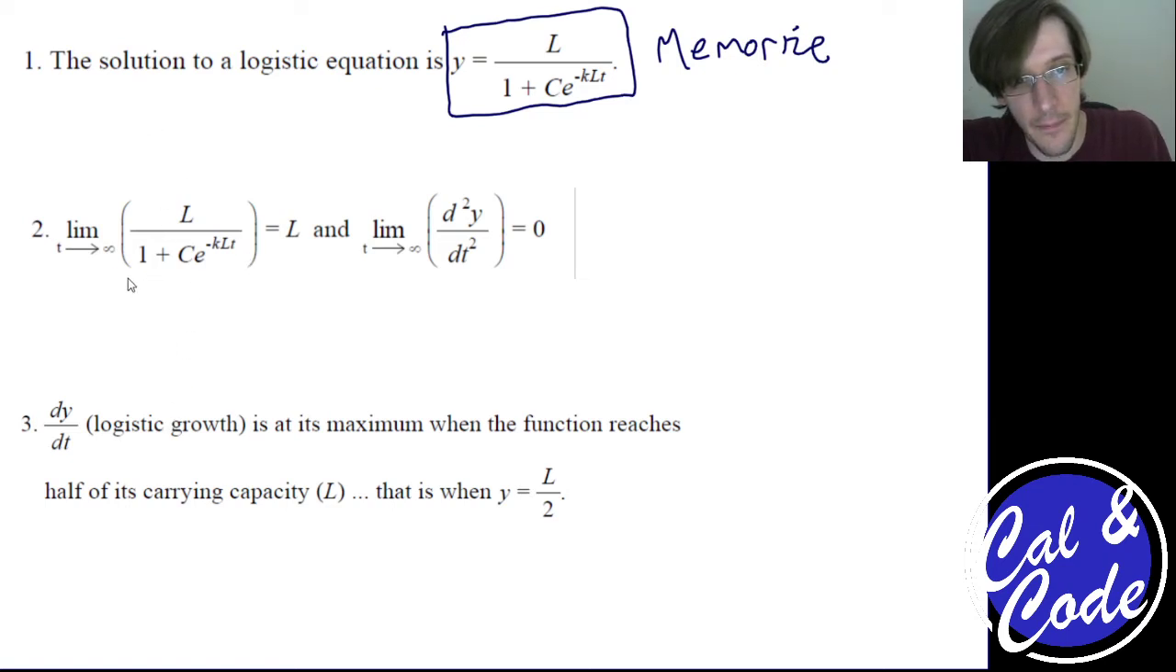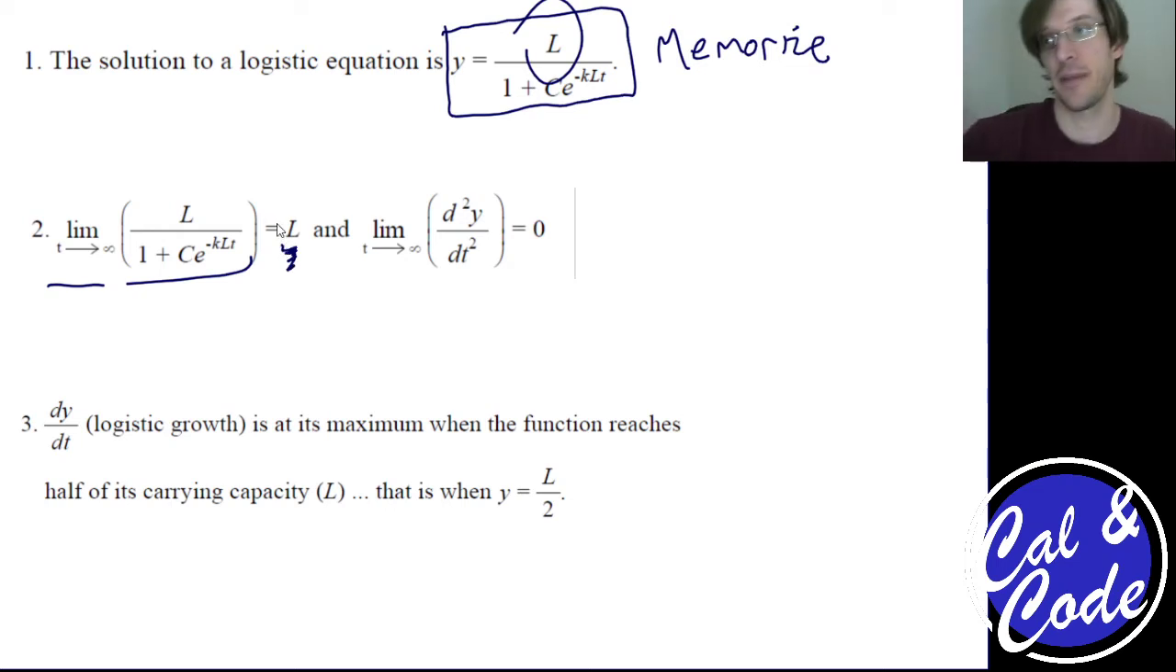Alright, so that is something that you're just going to want to memorize. That C is some constant, and then here's the K and the L and the T from before. There's that same L, that carrying capacity. The limit of this thing as time goes to infinity is L. That's correct. As we go out towards infinity, we're going to approach our carrying capacity, the maximum that this system can withstand.